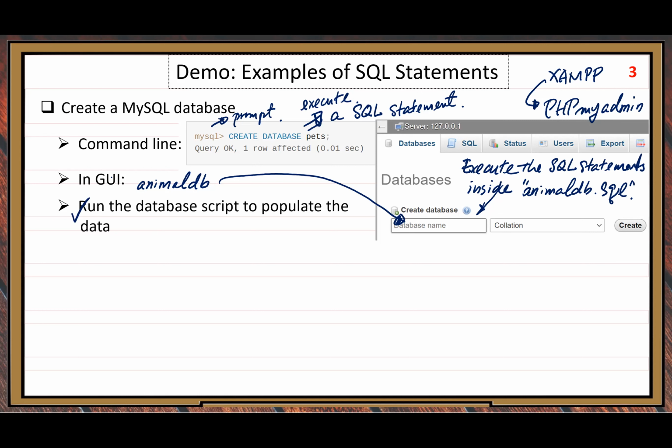One simple way: you copy all the statements in your animal db.sql, copy, paste, click the SQL tab. So you have an input area and you paste there, click the go button, and you run all the statements.